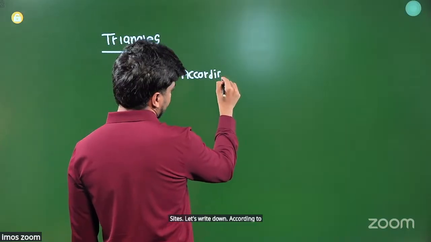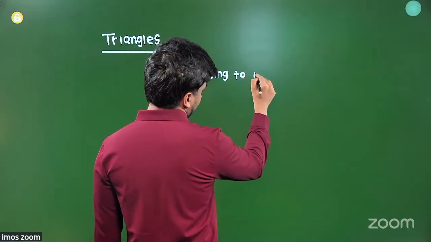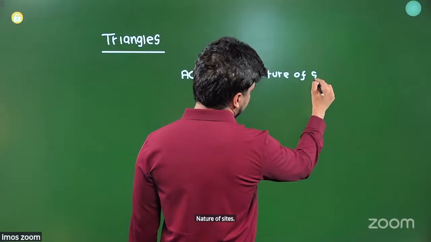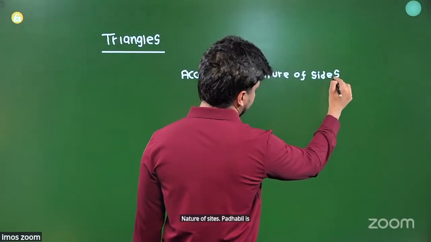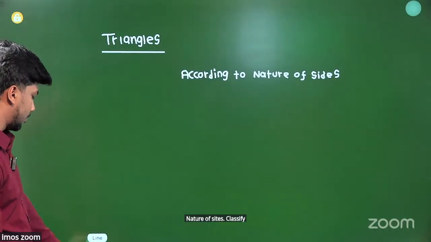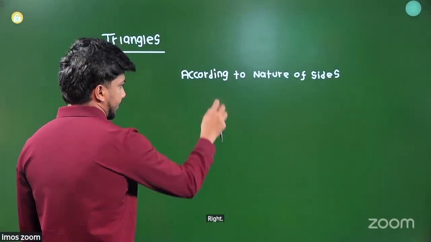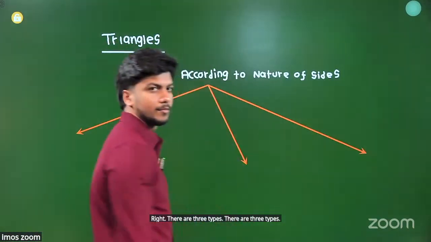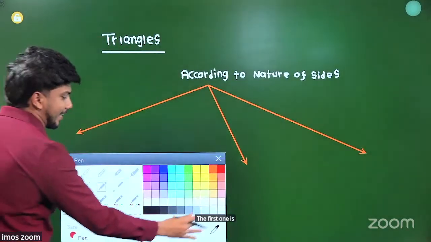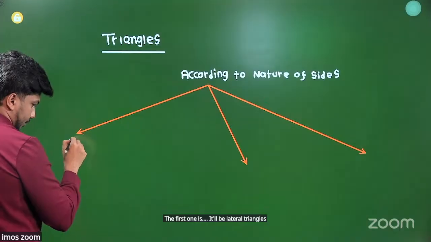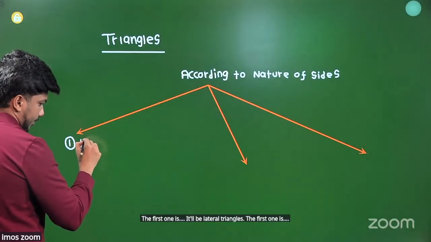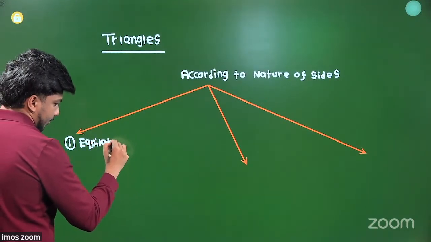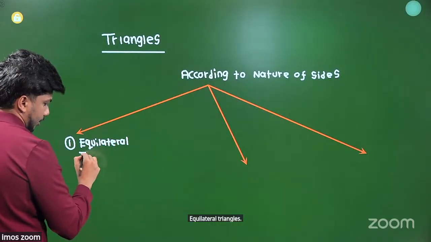According to nature of sides. පාදවල ස්වභාවය මත මට ත්‍රිකෝණ වර්ගීකරණය කරන්න පුළුවන්, classify කරන්න පුළුවන්. හරි? Right. There are three types. The first one is equilateral triangles.